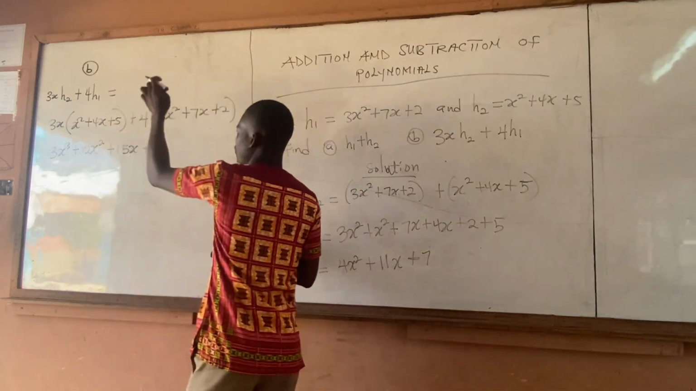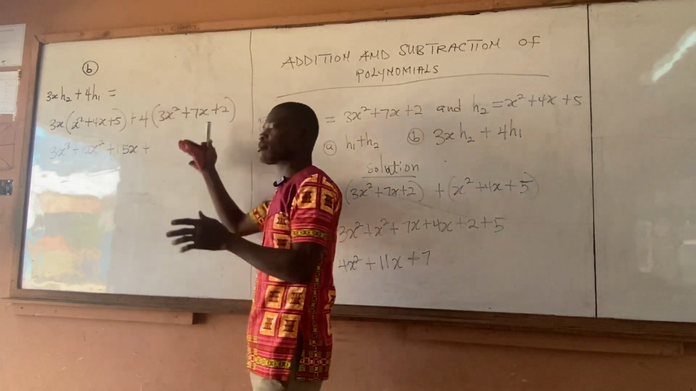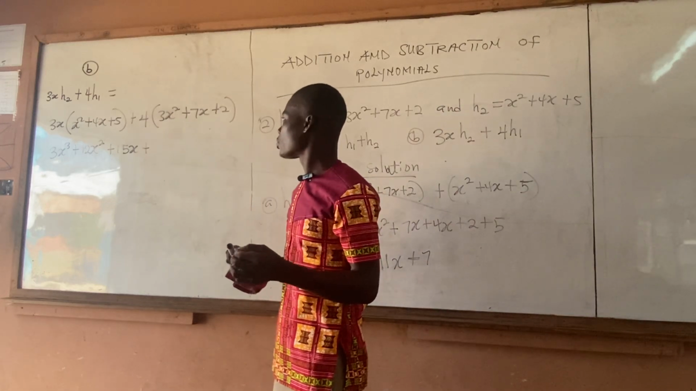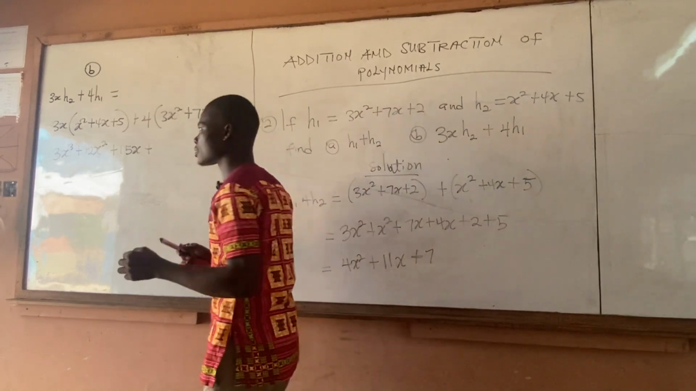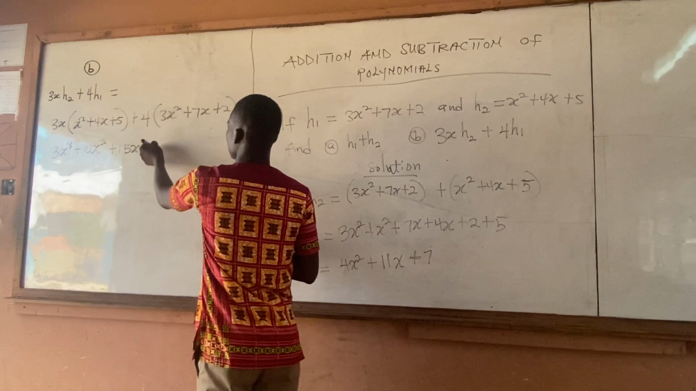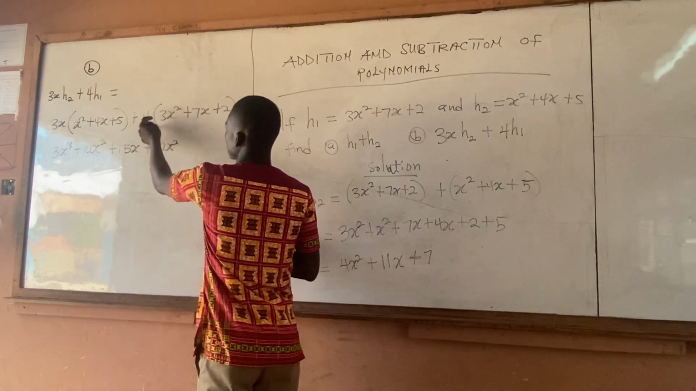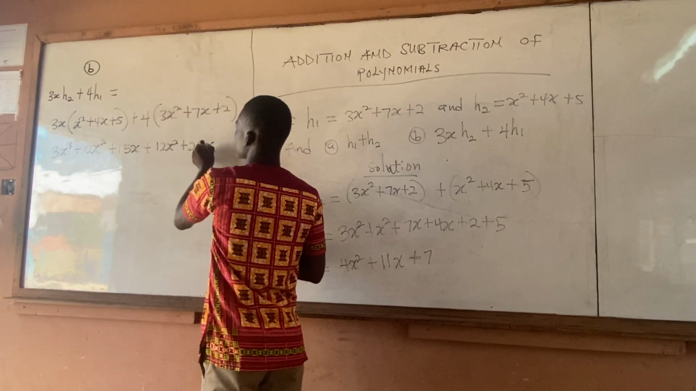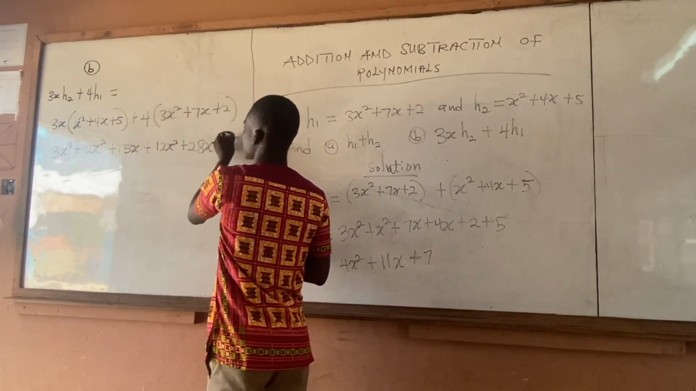Plus, use the 4 to expand the second bracket. So now take your time. When you simplify it, you are going to get 4 times 3s squared, which is 12s squared. 4 times 7 is 28x. 4 times 2 is what? 8.